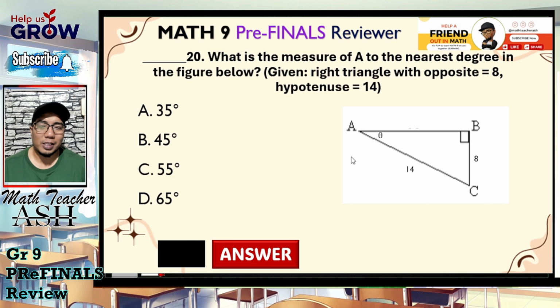Alright, my dear math learners, let's check first our figure. Our theta is right here. The opposite is 8 and the hypotenuse is 14. So, based on the given, we will be using the sine ratio. Therefore, you just divide 8 by 14. Then, after that, you use the arcsine function in your scientific calculator, and the answer would be approximately 35 degrees. Letter A is the correct answer. Let's check if we are correct.